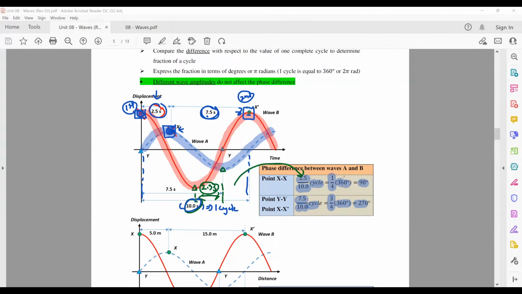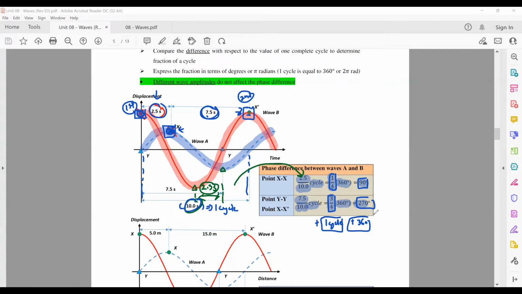And then another thing that you will notice here is this. This one is a quarter of a cycle. This one is 3/4 of a cycle. If I add them up, it becomes one full cycle. And then this one is 90 degrees. This one is 270 degrees. If I add them up, it becomes 360 degrees. So you see, you can have two different phase differences, but once you add them up, it actually gives you back the whole full cycle.